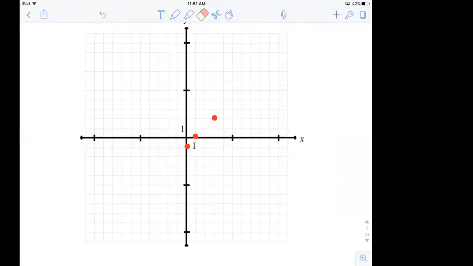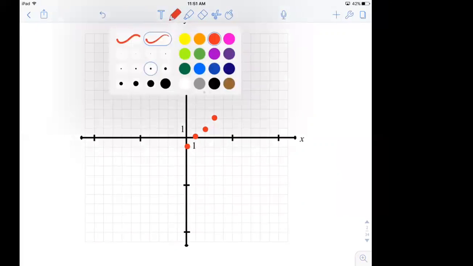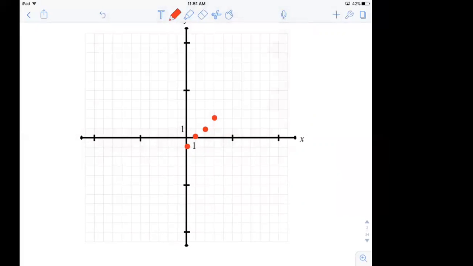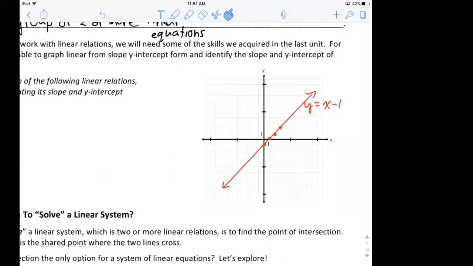Maybe I'll just fix this one a little bit, make it a little neater. That's a little better. Once I've got at least 3 or 4 points, I can draw a nice straight line through them, make sure it extends in both directions. And that there is my y equals x minus 1. Okay, so that's my one line.